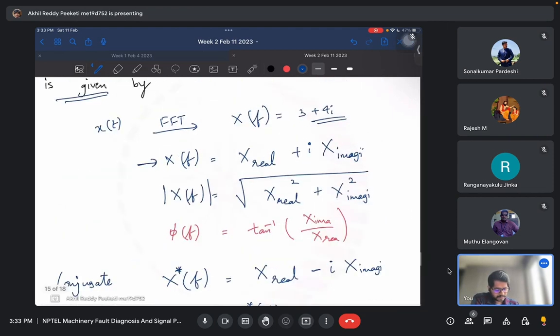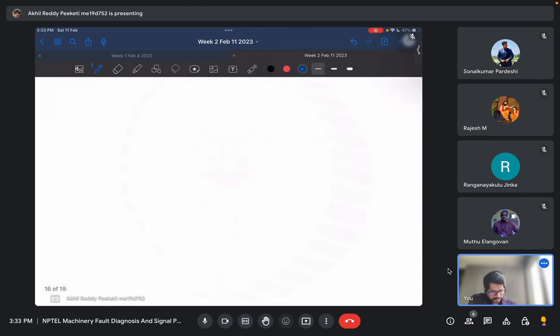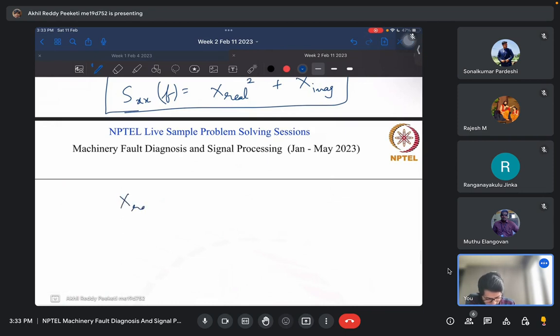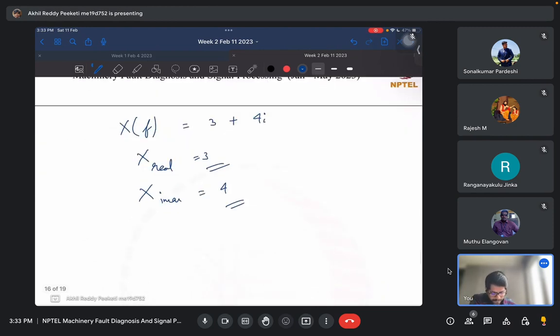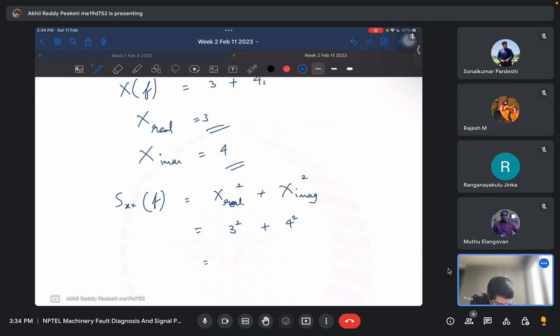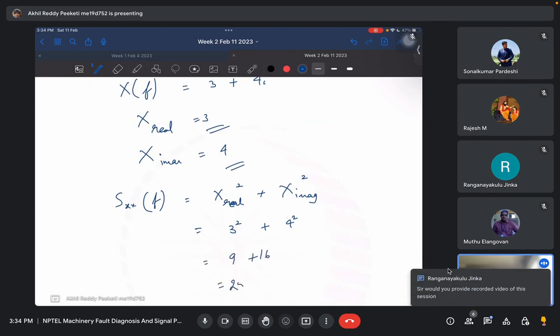In this case, you have x of f given as 3 plus 4i. So the x real is 3 and x imaginary is 4. Now the auto power spectrum would be x real square plus x imaginary square. So 3 square plus 4 square, so 9 plus 16 is equal to 25.